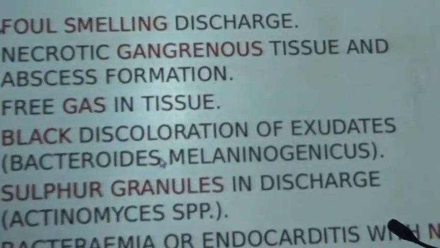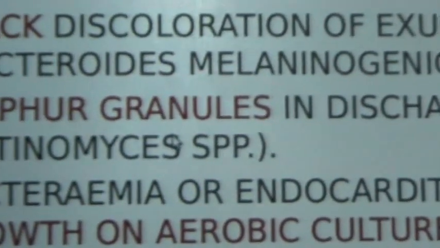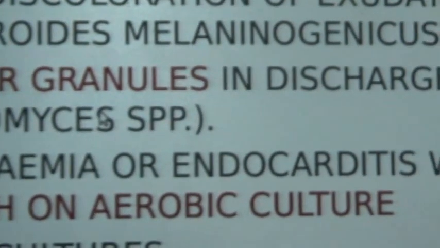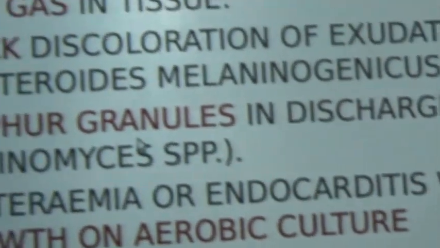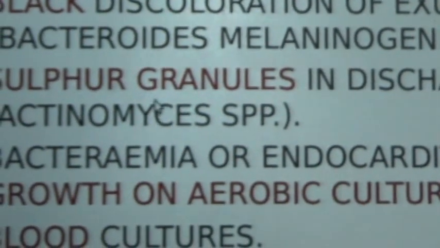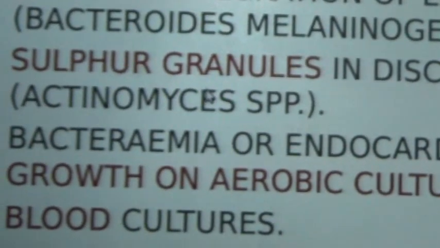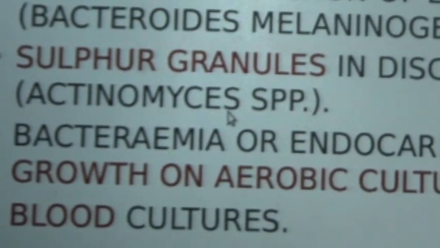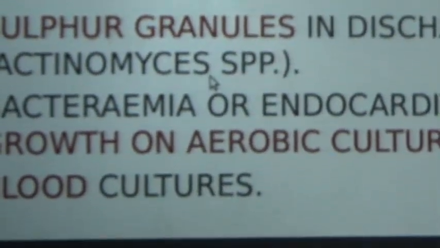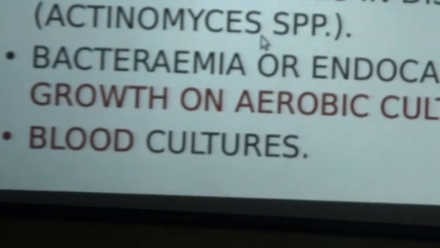Sometimes there are certain granules present in the pus. These granules are very tiny, white to yellow in color, and they are actually colonies of certain bacteria, usually either Nocardia or Actinomycetes. Actinomycetes, as you know, is an anaerobic bacterium, and the presence of these sulfur granules shows that the infection may be because of Actinomyces.